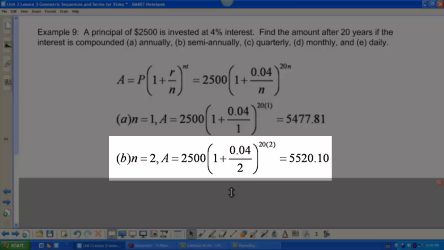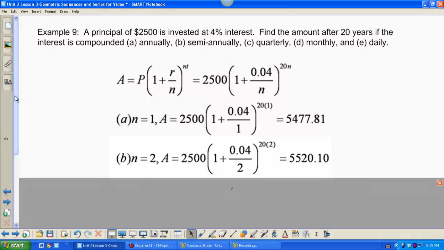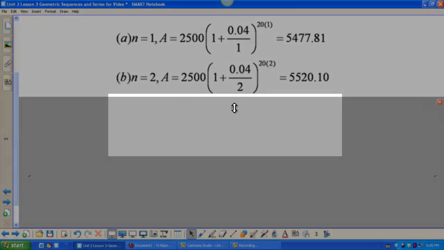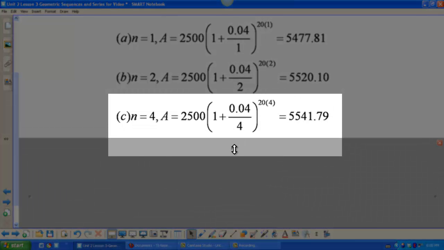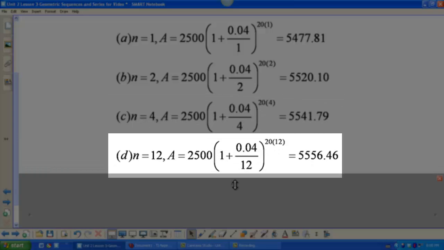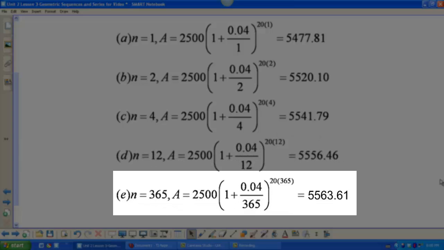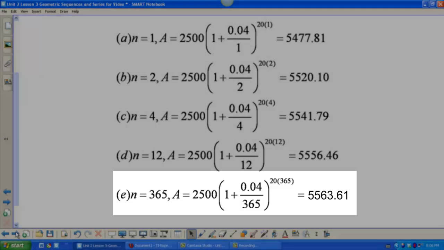The more we compound, then the more interest on top of interest we're earning. Part C, when we imply quarterly, we imply that n is equal to 4. So I input 4 into the formula, yielding $5,541.79. For Part D, monthly implies I'm compounding 12 times a year. So I yield $5,556.46. And finally, for E, daily would imply a 365. Yes, I know there's 366 in a leap year. We're going to stick with the 365. And I output $5,563.61. So hope this section makes sense.